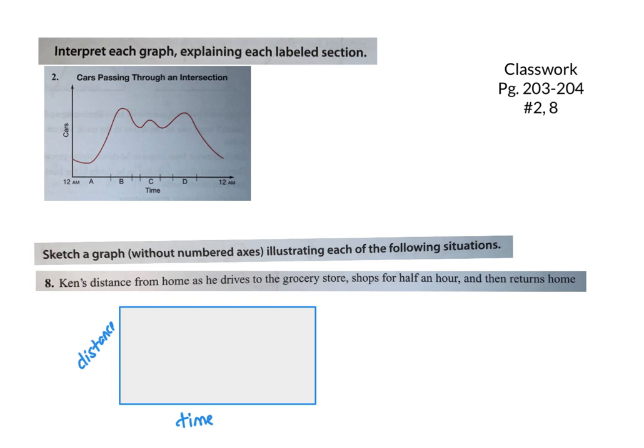Ken's distance from home as he travels to the grocery store. What is his distance going to start at? 0. He's at home, right? And then he is going to travel to the grocery store. So however far away the grocery store is, that's how far he's going to go. What's going to happen in the 30 minutes that he's at the grocery store? It is going to stay the same. So we're going to plateau here for 30 minutes. And then what should we see that graph do, assuming he goes back home? It should go back down all the way to 0, all the way back home. Easy enough? All right.